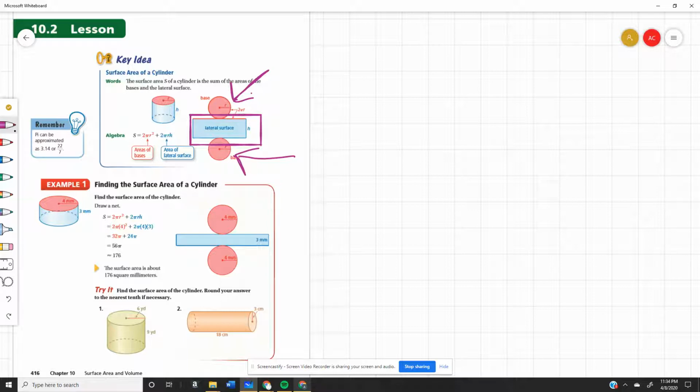Okay. So when we're looking for the area of a cylinder, we would say that the surface area S of a cylinder is the sum of the area of the bases and the lateral surface area. When we're looking at this, we know that we have two bases. And we know that to find the area of the base for a circle is going to be pi r squared. Pi r squared. Okay? And so that's where that comes in right there.